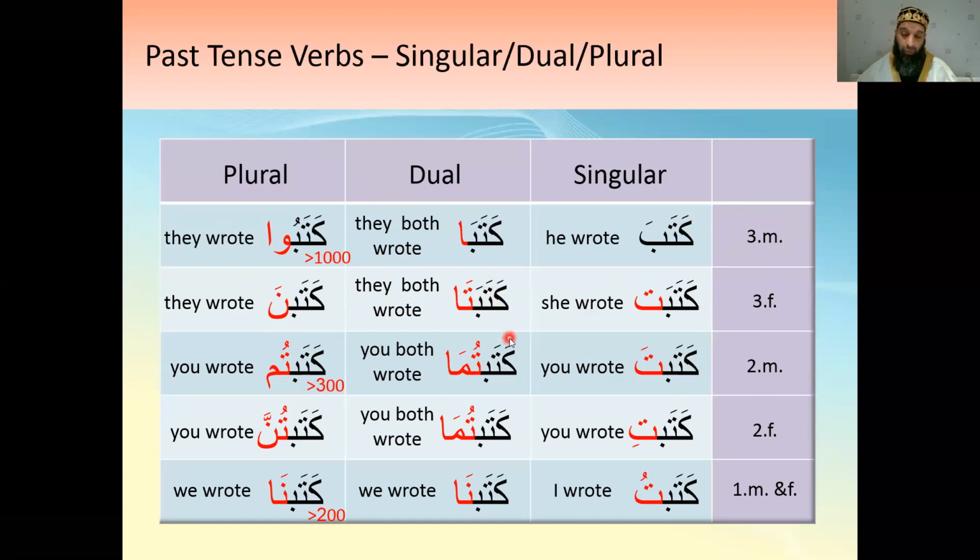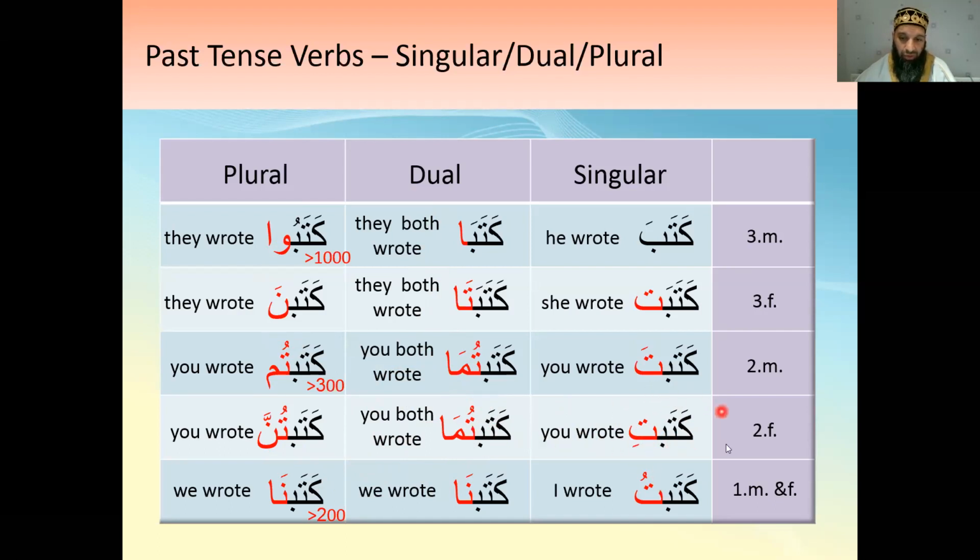If you've got 1 million women and you've got one man, now it's become a masculine word. Katabu, they all wrote. Katabtum, you all wrote. And most of the time in the Quran, Allah subhanahu wa ta'ala is addressing the men and the women, so the masculine term is used. Everybody clear with that? Yes. Okay. So again, katabti, katabtuma, katabtum, the tumas you have to know. But again, the duals don't come up so much. The masculine plurals and singulars come up a lot.